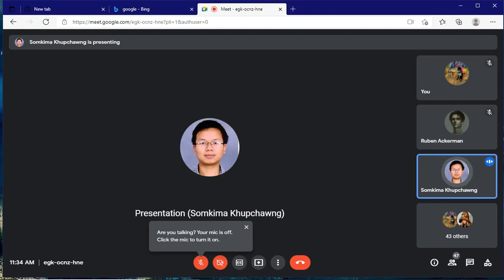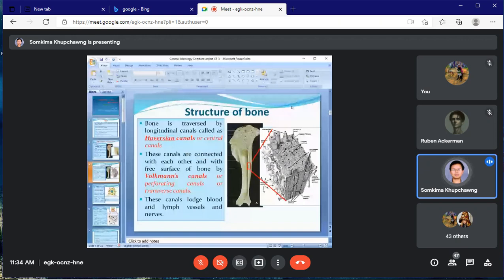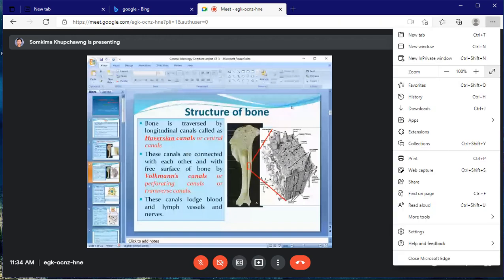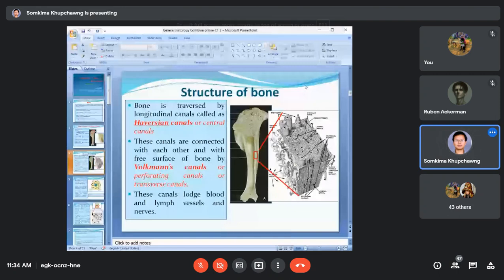So just imagine this area. This compact bone is traversed by a number of canals. They are running longitudinally along the length of the bone. Those canals are known as the traversing canals or the central canals.